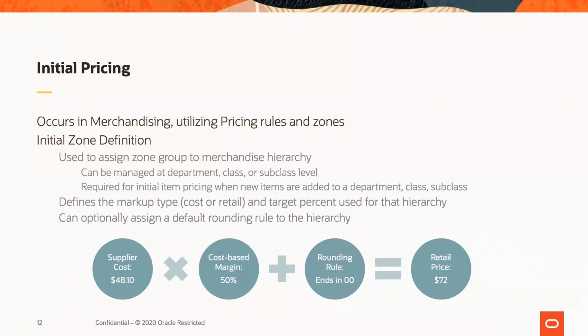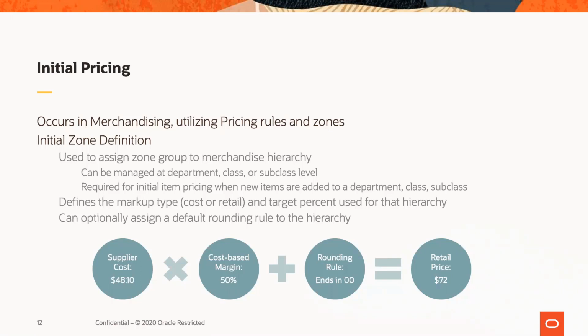It has an association between the merchandise hierarchy levels within merchandising, and a zone group is the strategy, if you will, for how you want to price your stores in that hierarchy, how you want your stores grouped together. Then you would also define a markup type of either cost or retail, and a target percent to use for that hierarchy. And then also a rounding rule, if it makes sense for your business.